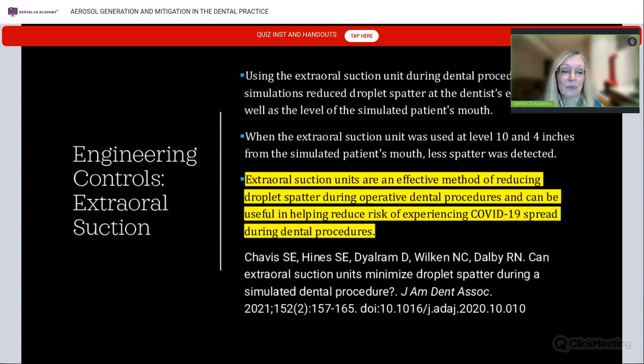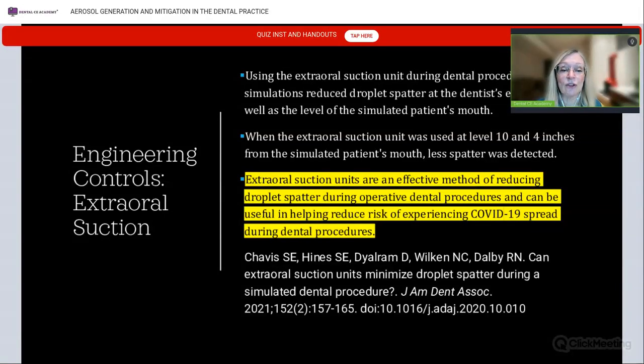Engineering controls, what do we use? Well, in this case, an extraoral suction. So we're mitigating risk when we deploy engineering controls. Extraoral suction units are an effective method of reducing droplet spatter during operative dental procedures. Source control, again, can be useful in helping reduce the risk of experiencing COVID-19 spread during dental procedures as well. They use the extraoral suction unit at a level 10 at 4 inches from the patient's mouth.